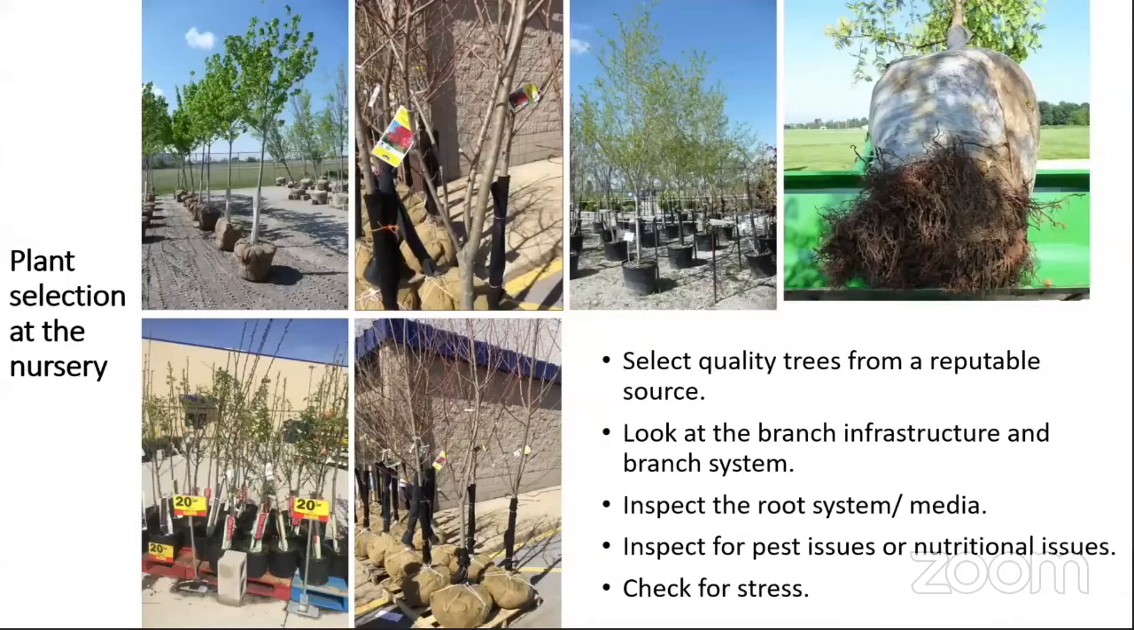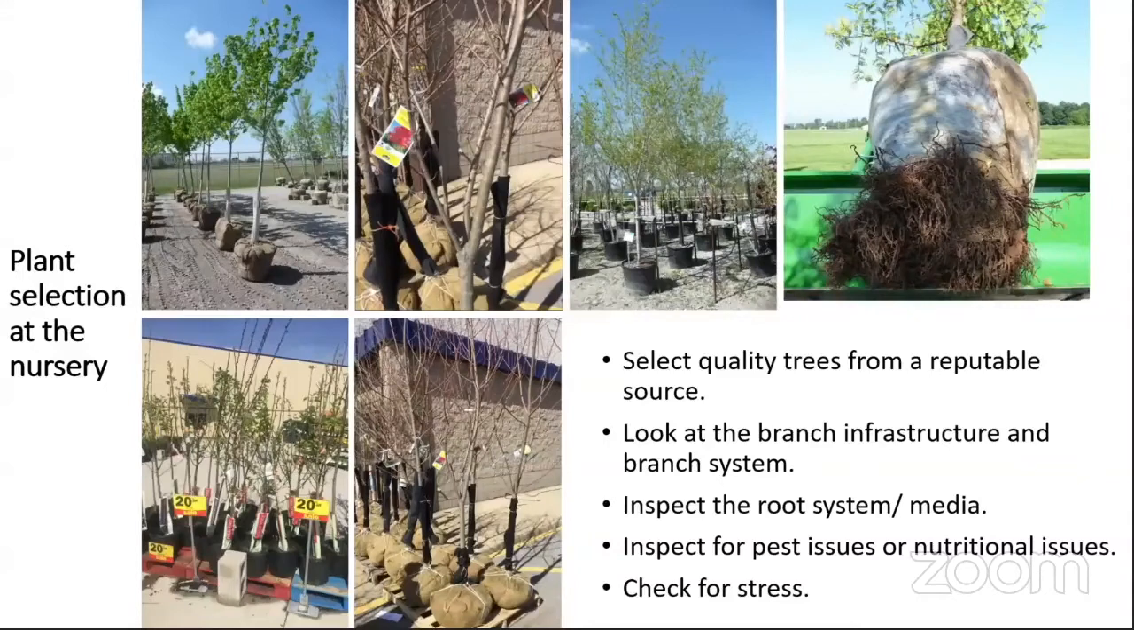What we want to look for is good branch structure and a good branch system. As you see down there on the bottom, you see the balled and burlap trees, and directly above that you see the close-up of the stems. We want to make sure that we don't have multiple leader systems or codominant stems. We also want to inspect the root system and the media to make sure that we don't have root-bound plants, especially when buying smooth wall containered plants.